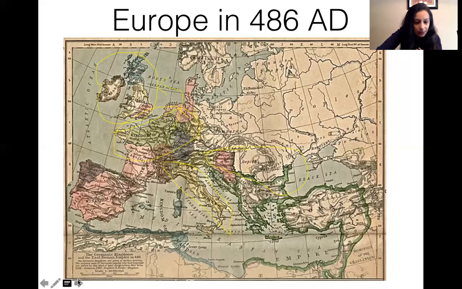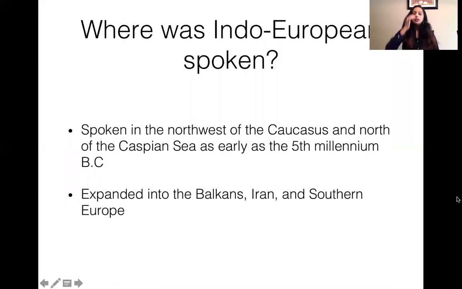Okay, so where was it spoken, right? We have an idea that it was spoken in the Mediterranean region, but to be a little more specific, it's spoken in the northwest of the Caucasus. The Caucasus is that kind of Mediterranean region between Europe and Russia and north of the Caspian Sea. And it was spoken as early as the 5th millennium BC.